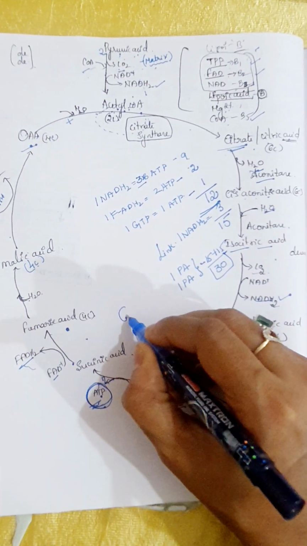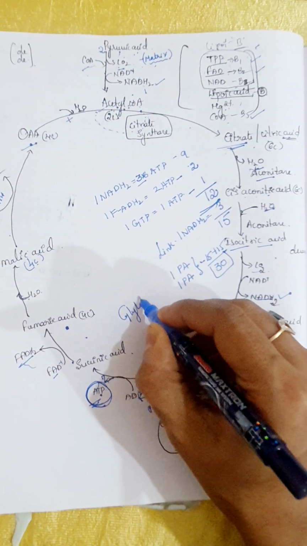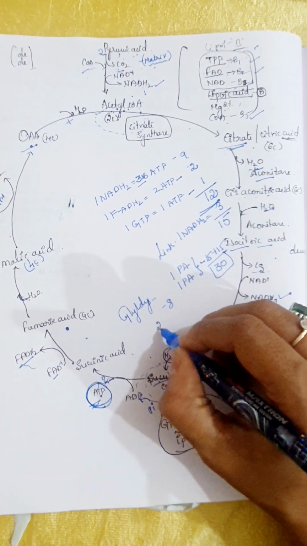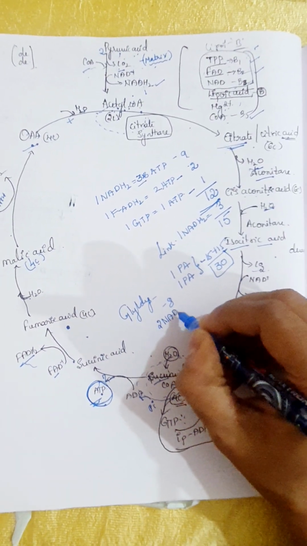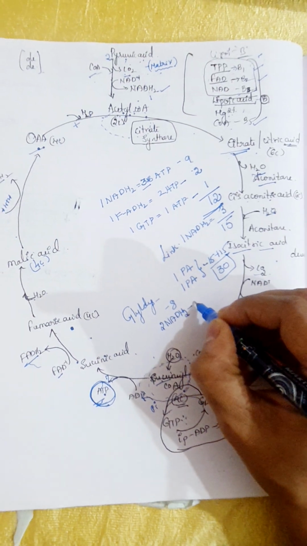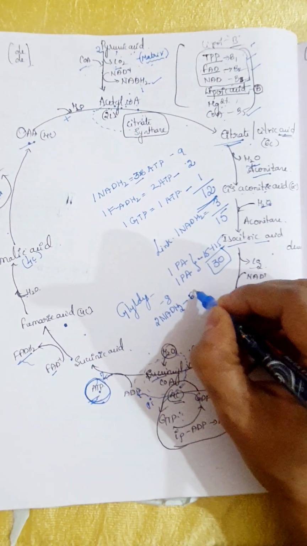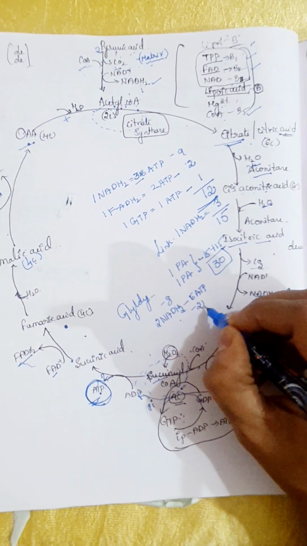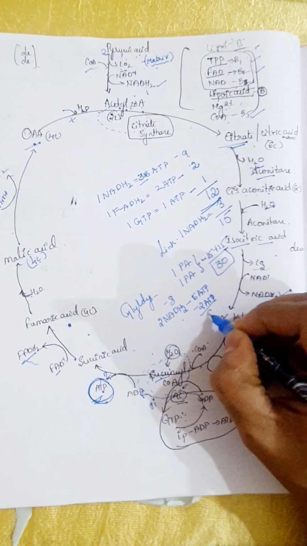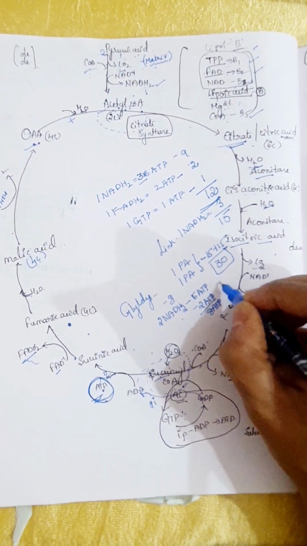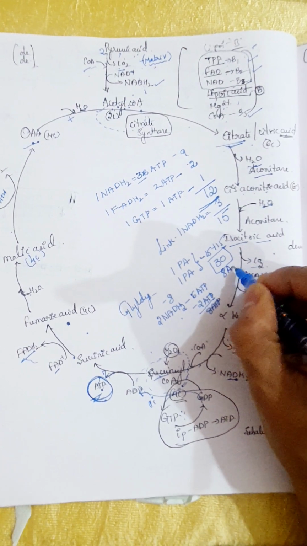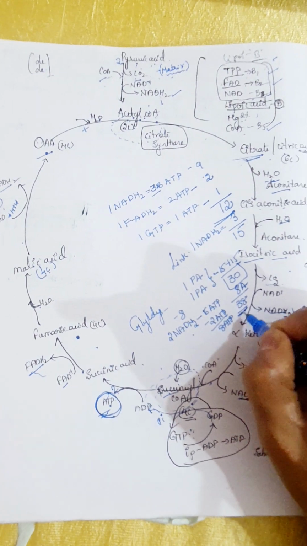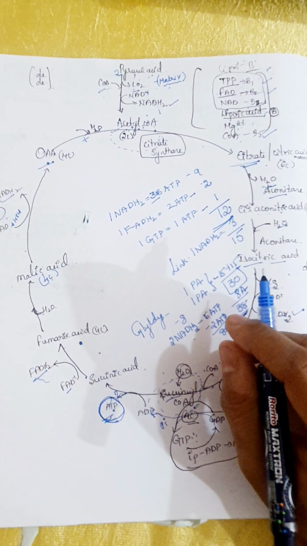Then from the glycolysis process we got 8 ATPs. We saw 2 NADH2 produced, and 2 NADH2 is equal to 6 ATP, and 2 ATPs are directly released. So here 8 ATPs are produced. So 30 plus 8 ATPs, totally we conclude that 38 ATP molecules are produced in aerobic respiration.